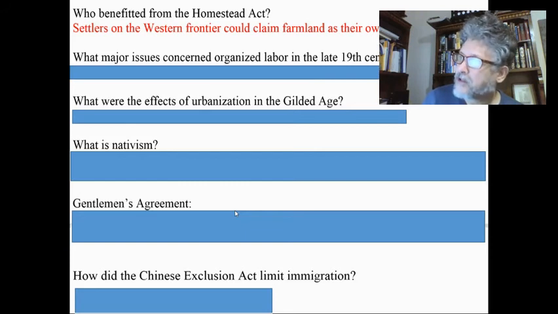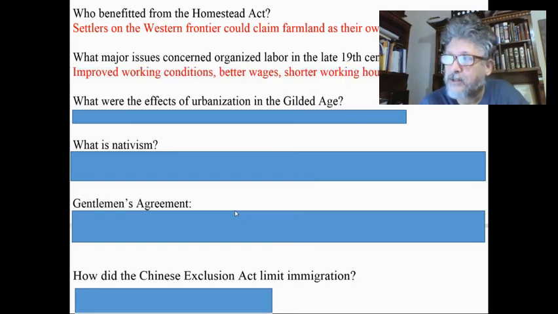Another issue: the major concern of organized labor in the 19th century. So these are problems that workers had in the late 1800s. Improved working conditions. They needed better conditions; sometimes it was not well lit or it was dangerous. I doubt they ever had air conditioning or even fans a lot of the time. Better wages. They did not get paid very well in factories. Those were easy jobs, easy to learn, and so they did not generally make a whole lot of money. Shorter working hours. That's what they wanted, and that's what labor unions tried to organize to get.